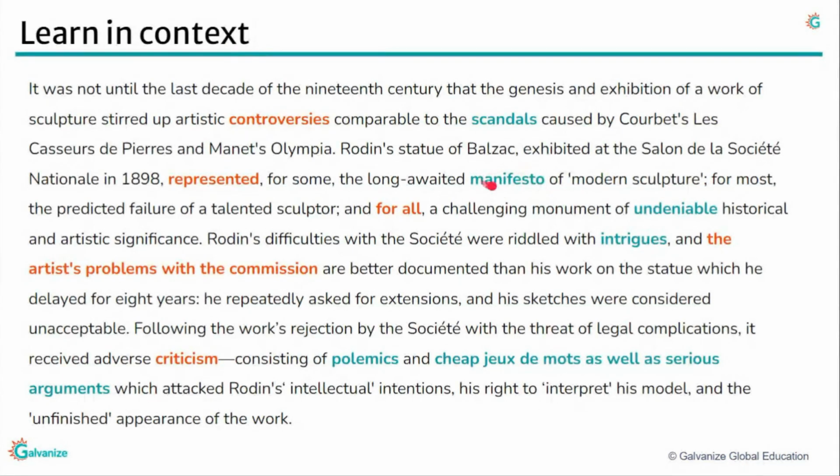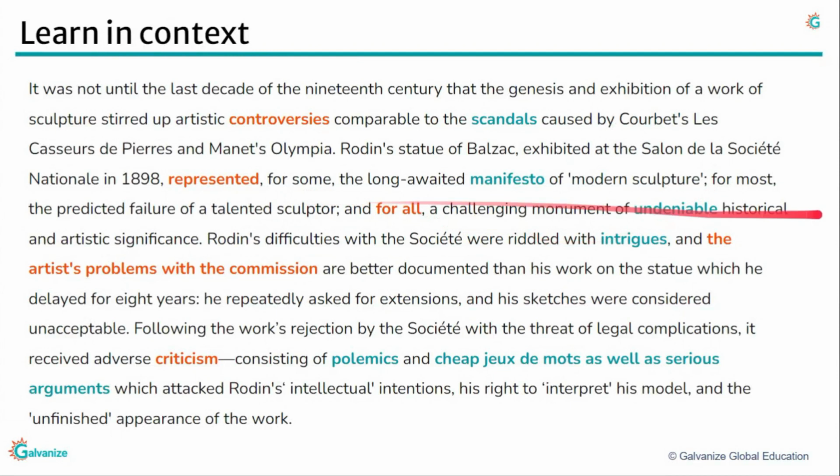So what would manifesto probably mean? It represented, so this is something to do with representation probably. And it's long-awaited, so it's maybe something you're expecting, some kind of representation. You cannot infer everything from context, but I'm just trying to show how you can understand word meanings from context. Now, for most, the predicted failure of a talented sculpture, and for all, a challenging monument of undeniable historical and artistic significance. Here I'm going to apply a different kind of inference.